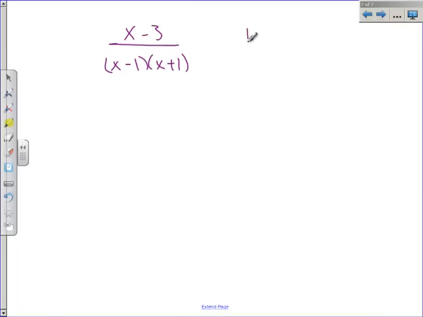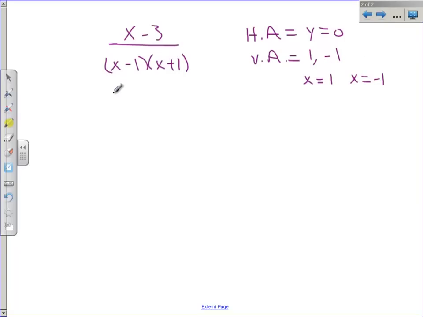So let's do our horizontal asymptotes first. What's our horizontal asymptote? Well, if I have an x over an x squared, this is bottom heavy, so I know that I've got y equals 0 as a horizontal asymptote. Vertical asymptotes are going to be at 1 and negative 1. Those are x equals, by the way. x equals 1 and x equals negative 1.